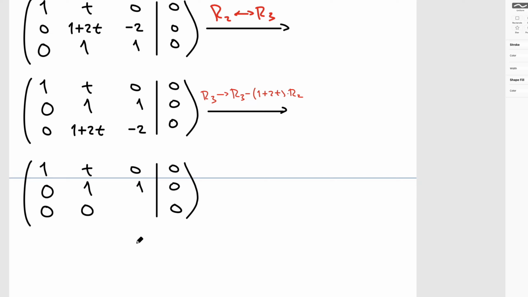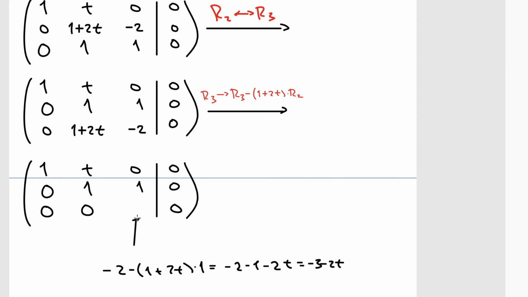Right, this will be 0 too. So this part over here is going to be negative 2 minus 1 plus 2t times R2. R2 is 1. So we just have to be careful now, simplifying. It's negative 2 minus 1 minus 2t. So that's minus 3 minus 2t. So let's just write that over here.